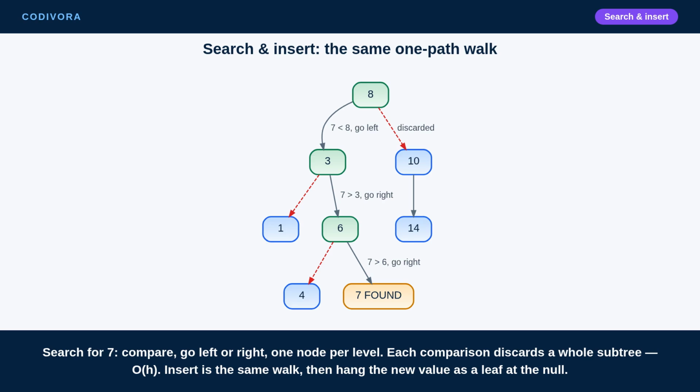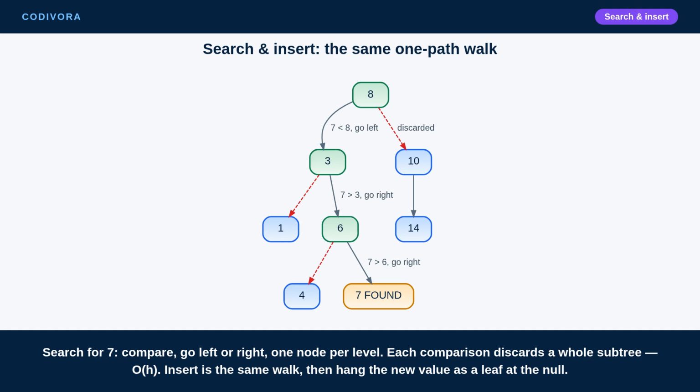Let's trace search and insert because they're literally the same walk. To find 7 in this tree, at 8, 7 is smaller, go left, and the entire 10 side is gone. At 3, 7 is bigger, go right. At 6, 7 is bigger, go right, and there it is. Four comparisons, one straight path from root to leaf, that's O of height. Every single comparison throws away a whole subtree, exactly like binary search on an array.